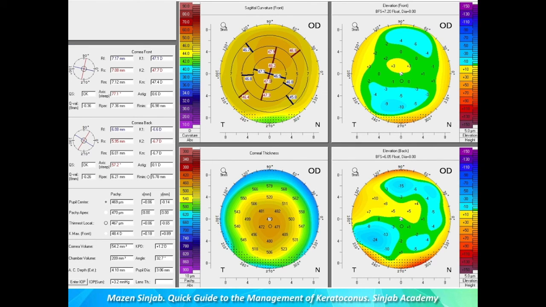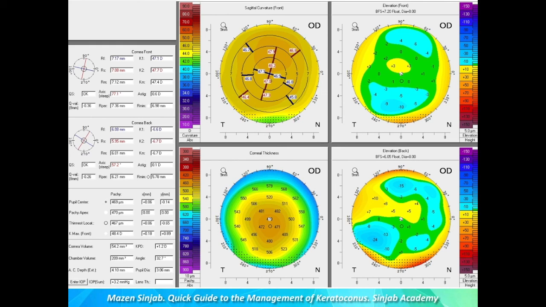I'll give you this example of a young child. He is 10 years old. He has no family history of keratoconus, and he has no keratoconus. But as you see here, this is the right eye. The cornea is very thin. It is 467 at the thinnest location, and K readings are high, 48.4.